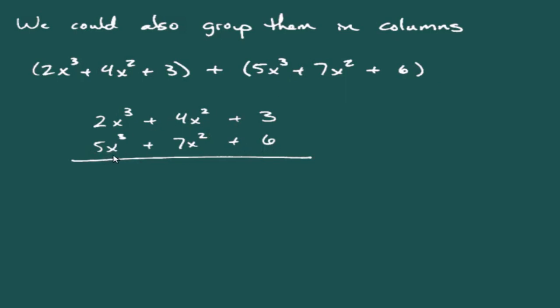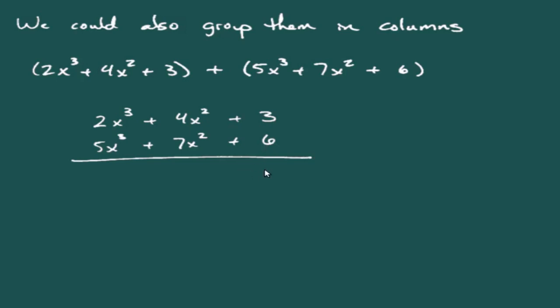What's going to go under the x cubed column? Well, I've got a 5x cubed. Plus, which term is going to go under the squared column? The 7x squared. And what's going to go under the 3? Well, the term that doesn't have a variable on it, the one that matches. It's just a number. It's just the 6.